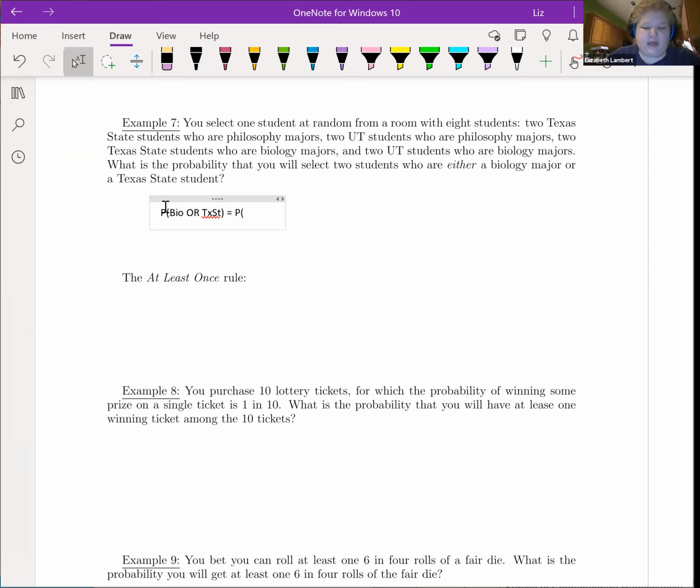So the probability of bio, which is 2 bio, 4 out of the 8. Alrighty then. I'm going to add the probability that a student is from Texas State, smarter student.